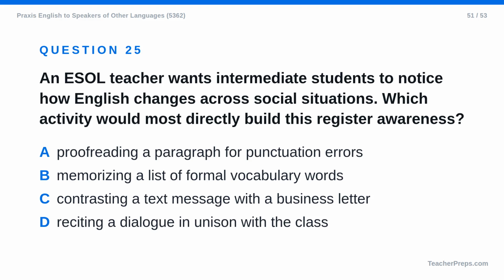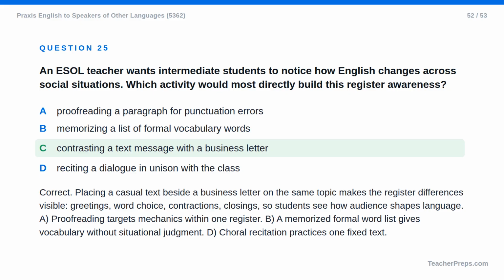Question 25. An ESOL teacher wants intermediate students to notice how English changes across social situations. Which activity would most directly build this register awareness? Pause the video and select the best answer. The correct answer is C. Contrasting a text message with a business letter. Placing a casual text beside a business letter on the same topic makes the register differences visible. Greetings, word choice, contractions, closings, so students see how audience shapes language.